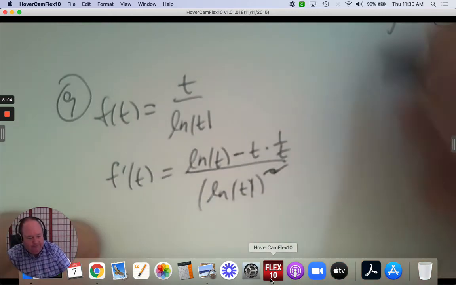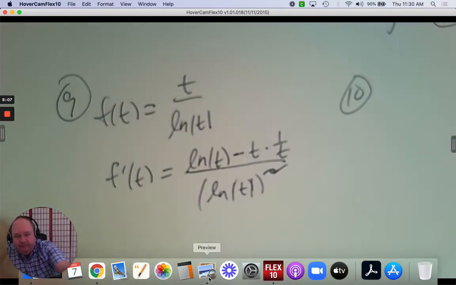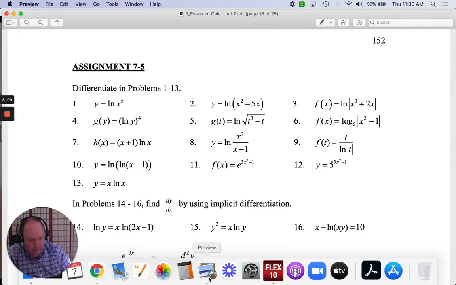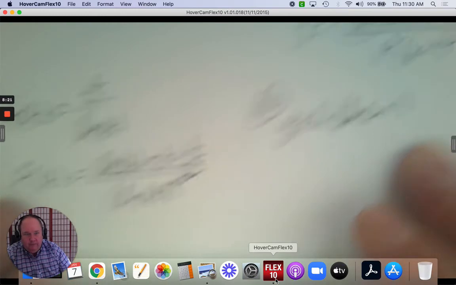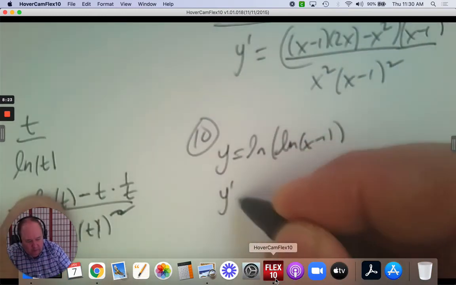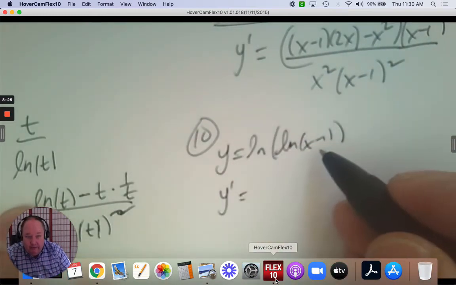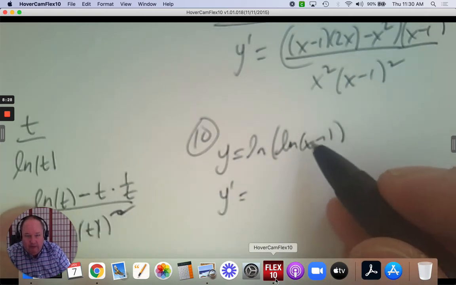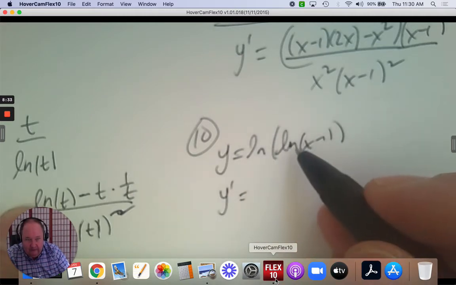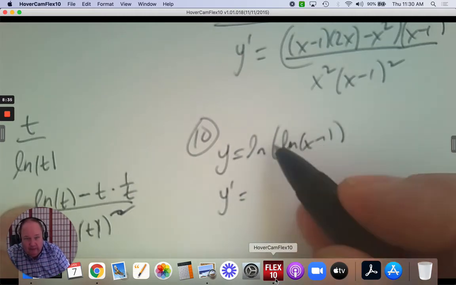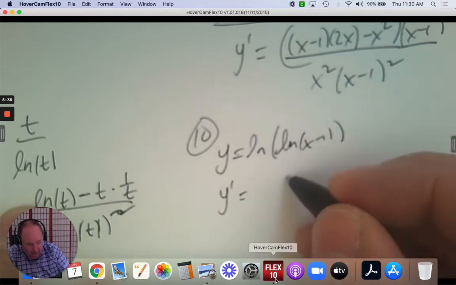Number 10. Let's write it out. Let's practice it together. So the derivative of this is the chain rule. This is a derivative of a composite. So the idea is the derivative of the outside times the derivative of the inside. So the overriding ln would be this.